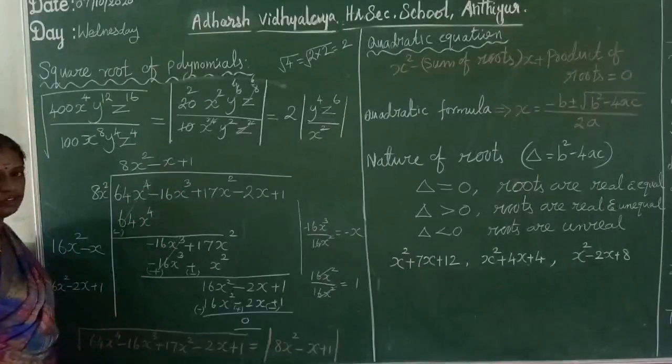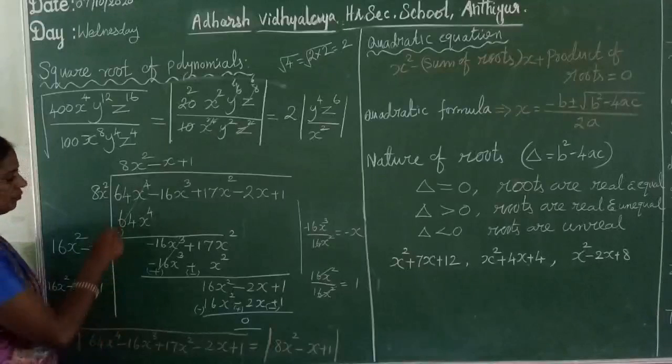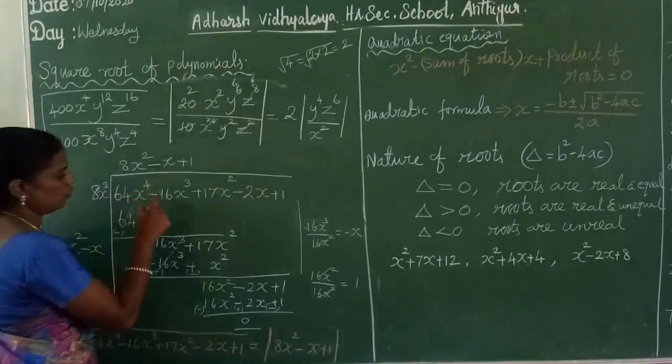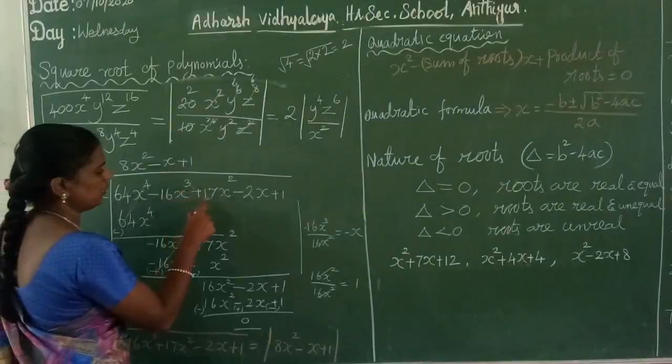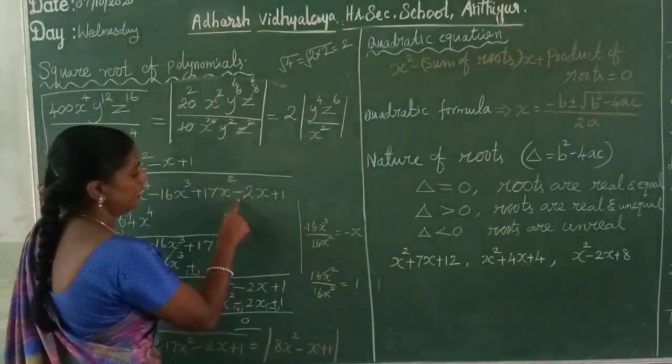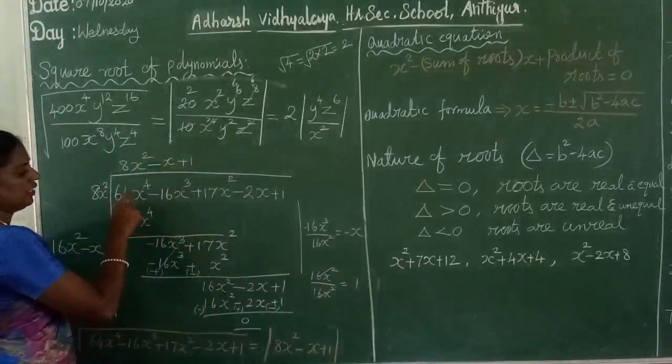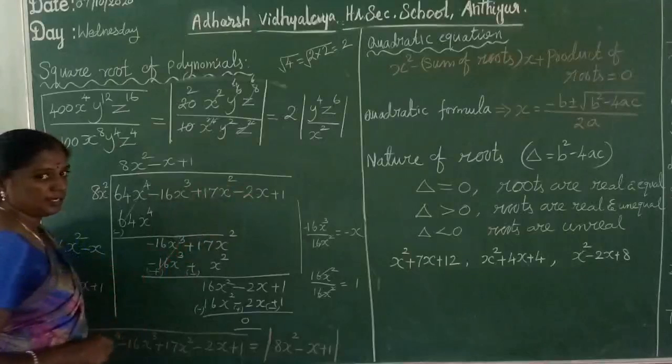So this is a 5 mark very important question. So the given question: A polynomial is 64 x power 4 minus 16 x cube plus 17 x square minus 2x plus 1. Before you check it, check whether the degree is in order or not.